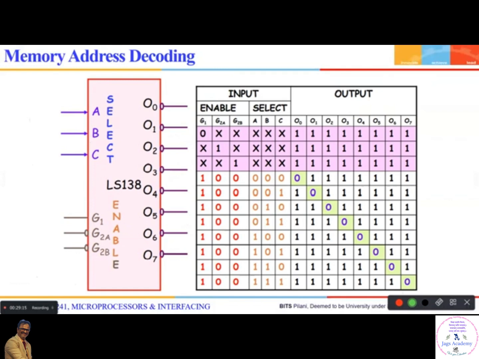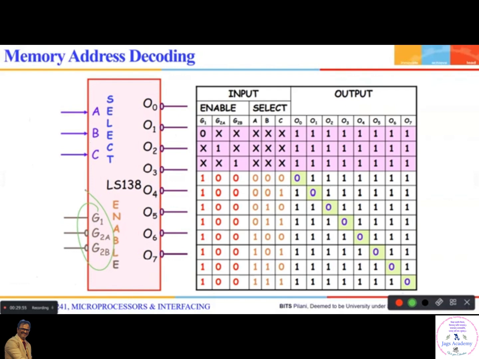That's all. Fine? Now, let us come to this table. What is this table? This is the truth table for this decoder. Now, see these extra three lines. Who are these three? These three are nothing but the enablers. Can you tell me when this chip will be selected? 1, 0, 0.